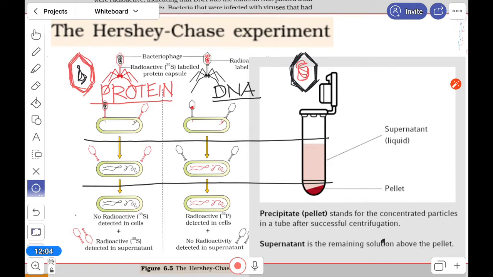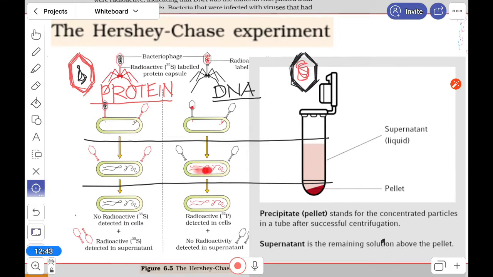So it means that the virus labeled with sulfur has detached from the bacteria. It has not entered. The protein has not entered inside the bacteria. That is why we are getting it in the supernatant, the liquid. And we are not getting any trace of radioactive phosphorus in the supernatant, because it gets inside the bacteria.